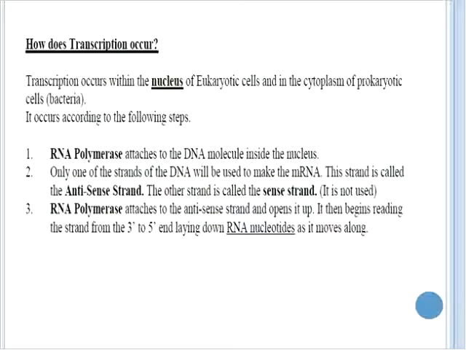Transcription occurs within the nucleus of eukaryotic cells and in the cytoplasm of prokaryotic cells. It occurs according to the following steps. Initially, RNA polymerase will attach to the DNA molecule inside the nucleus. Only one of the strands of the DNA will be used to make the messenger RNA. This strand is referred to as the antisense strand. The other strand is called the sense strand. It's not used.